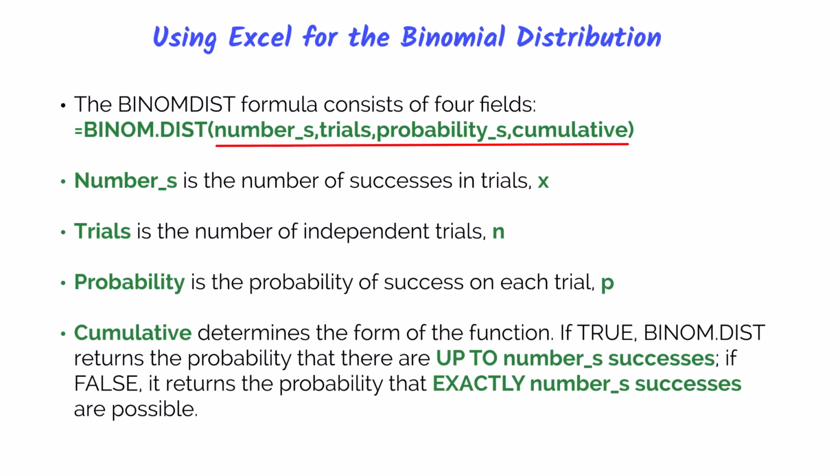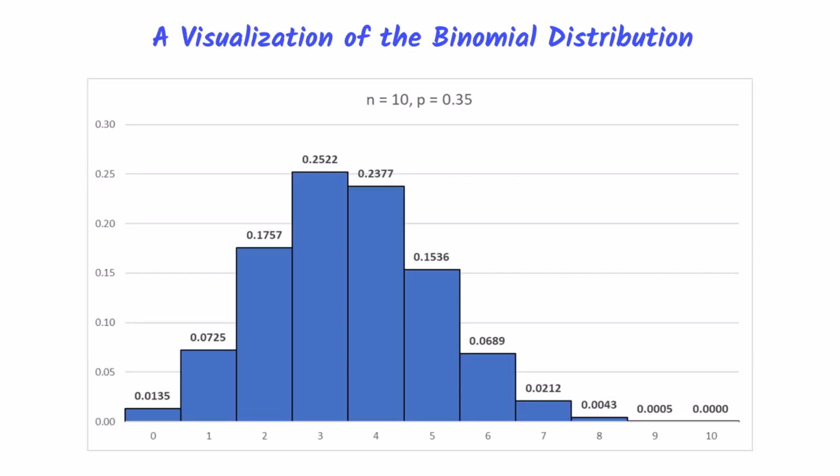And then the cumulative just tells us what we're looking at. So if we type in true, that means the probability of whatever number of successes we're looking at up to that value. If we input false, that just means we're looking for an exact number like we just did on the last slide. So here's a visualization of the binomial distribution.